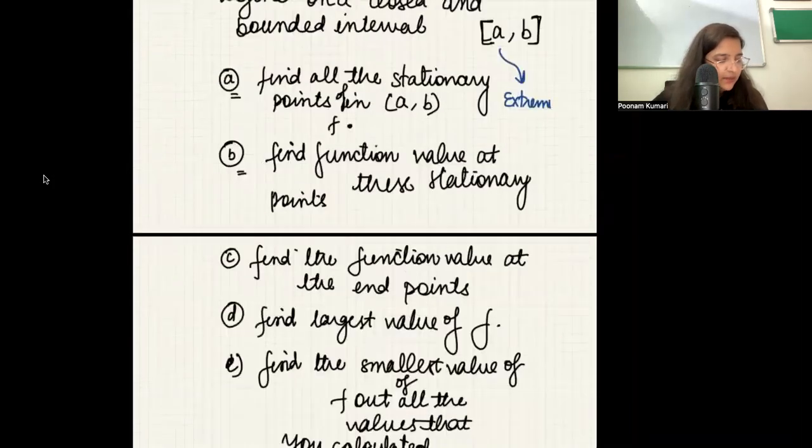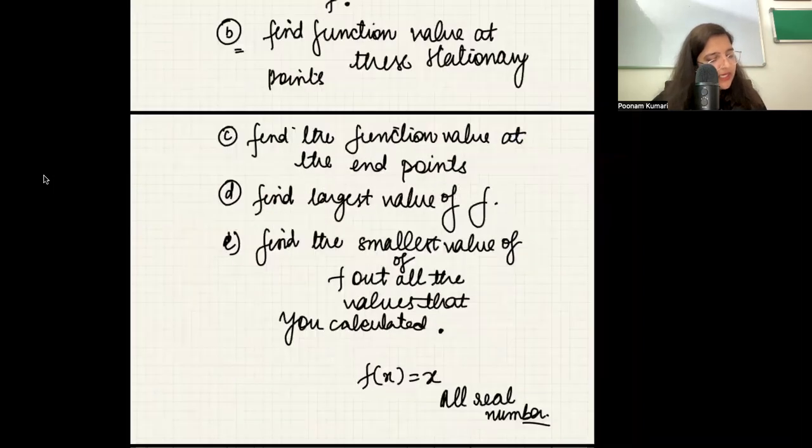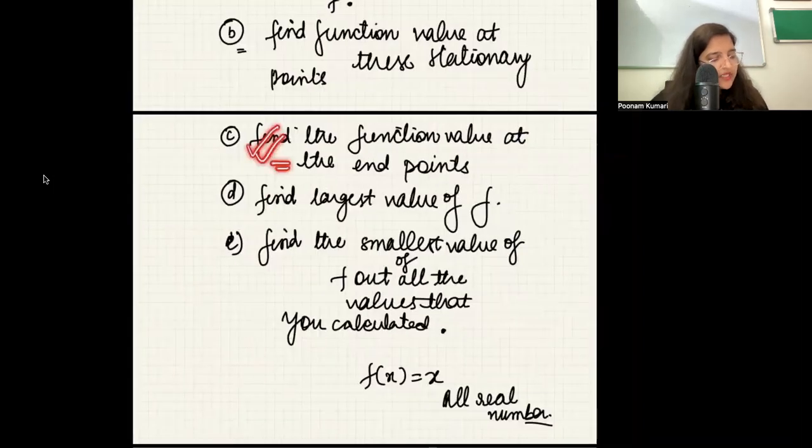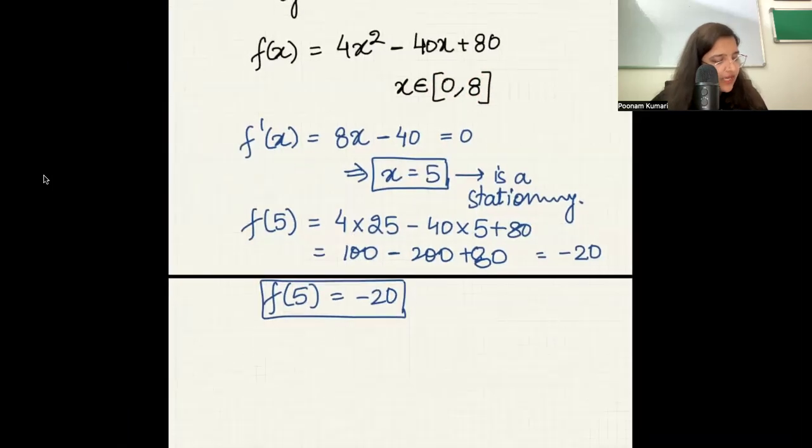Now, what is the next step? So we found the stationary point and the function value at the stationary point. Now find the function value at the end points. So what are the end points? 0 and 8. So find the function value at 0, which is, just put 0 here and 0 here. You will get 80, right? And find the function value at 8.